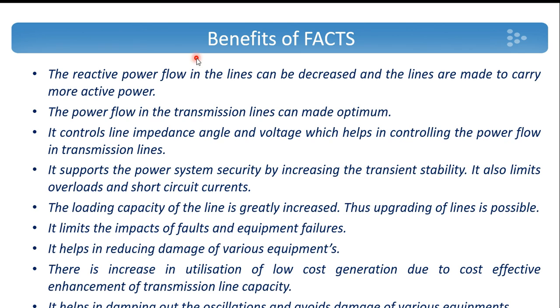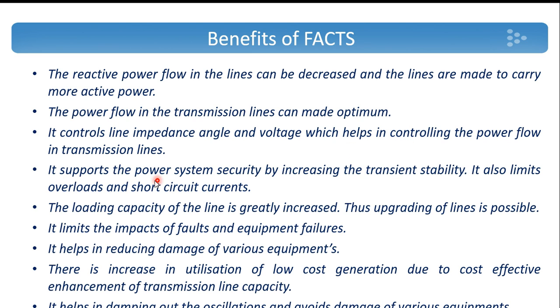The main benefits of fast controllers are the reactive power flow in the line can be decreased and the lines are made to carry more active power. The power flow in the transmission line can be made optimum. It controls the line impedance, angle and voltage, which helps in controlling the power flow in the transmission line. As we have seen in the power flow equation, power flow can be controlled by controlling the angle, impedance angle, and also by controlling the reactive element.